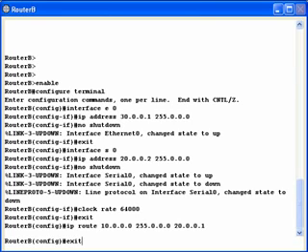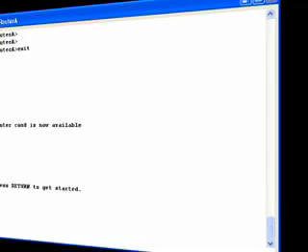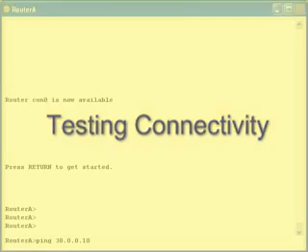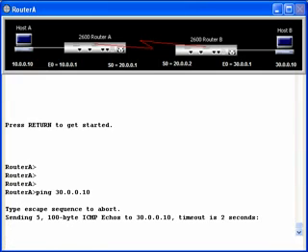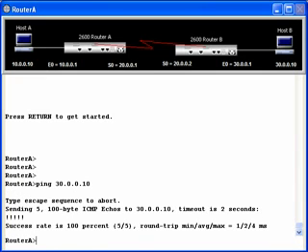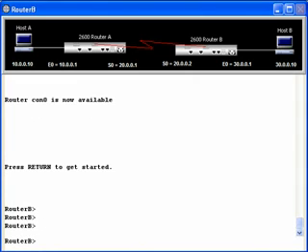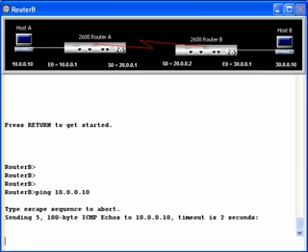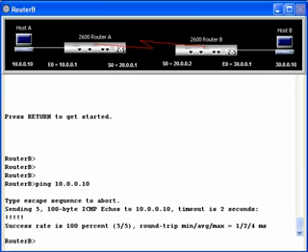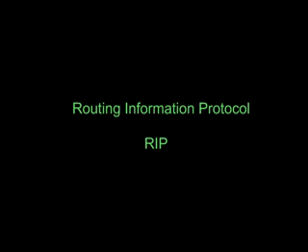Now let's test its connectivity. Let's ping the 30 network from router A. The ping is successful. Now let's move on to router B. Let's ping the 10 network from router B. The ping is successful. This completes static routing.